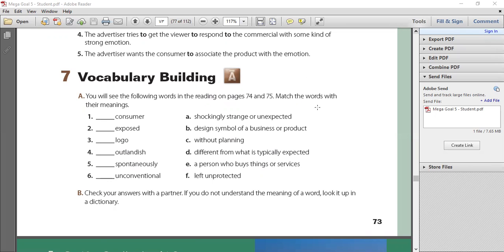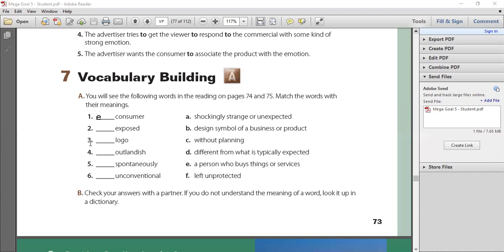Okay, the first word that we have is consumer. What do you think the answer is? Who is the consumer? It's a person. I think it's number E because it's a person. Yeah, because of the "-er", he's a person. Good answer. Consumer is like a customer, a person who buys things or services. E. Yes, very good. Thank you, Ragad, Rafif, and Bayadir. So number 1 is E.